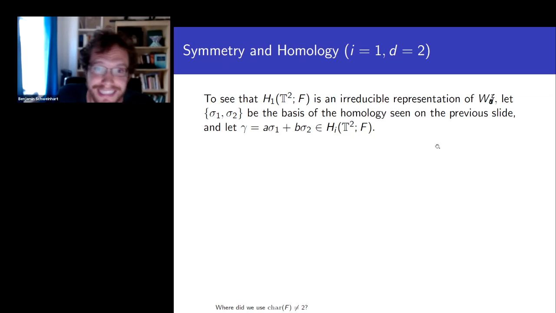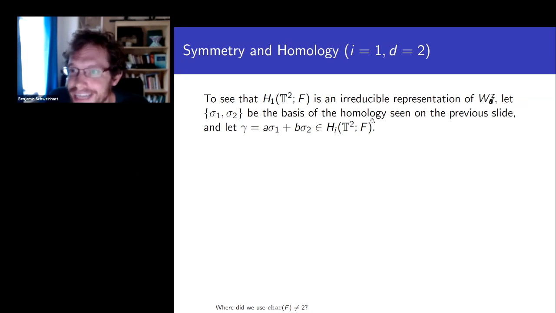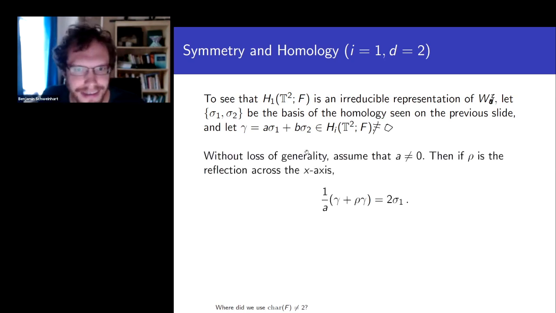So to show that this is an irreducible representation, we let sigma 1, sigma 2 be the basis of the homology seen on the previous slide, so S1 cross 1/2 and 1/2 cross S1. And we take a look at a generic element of the homology, A sigma 1 plus B sigma 2. And here I should say that this is a non-zero element of the homology. So as I said, when I first started talking about this, we want to spin this up into a basis for the torus. And that will show that this is an irreducible representation.